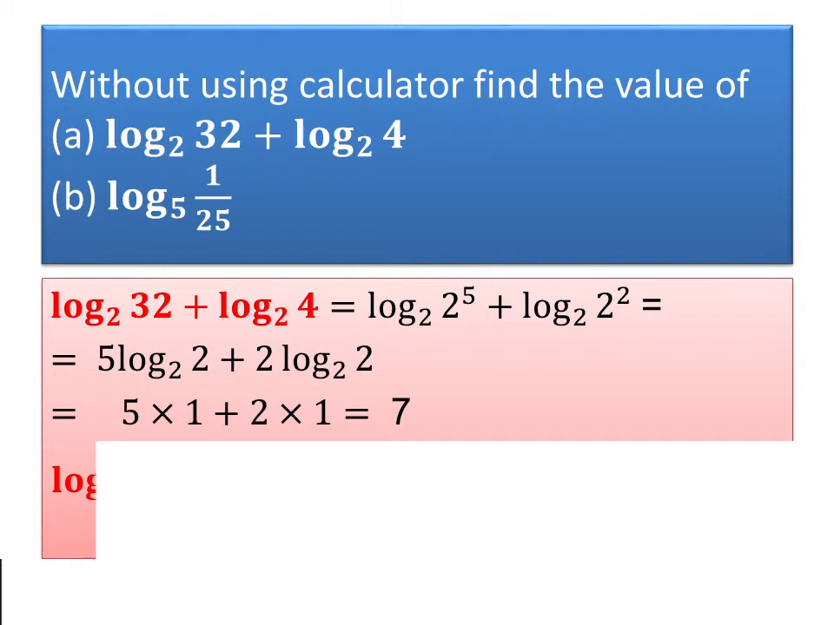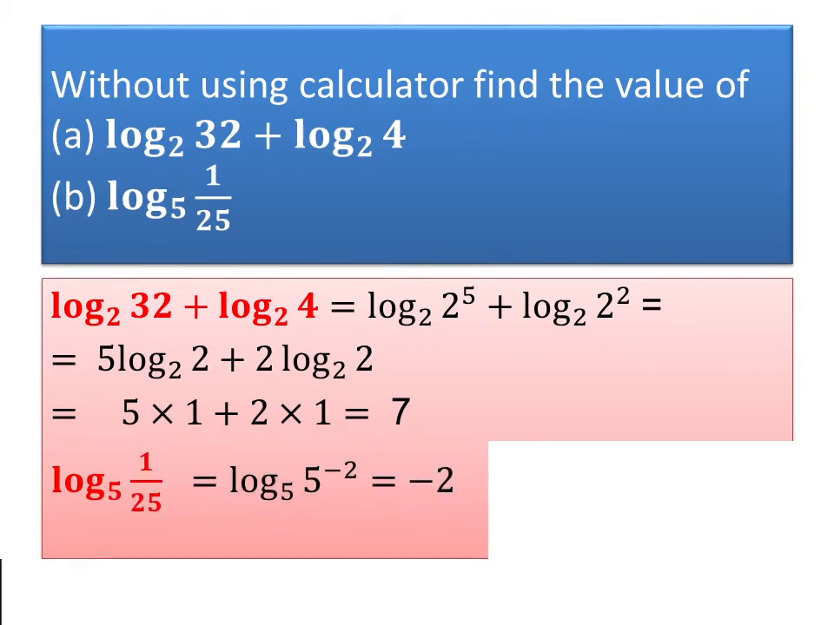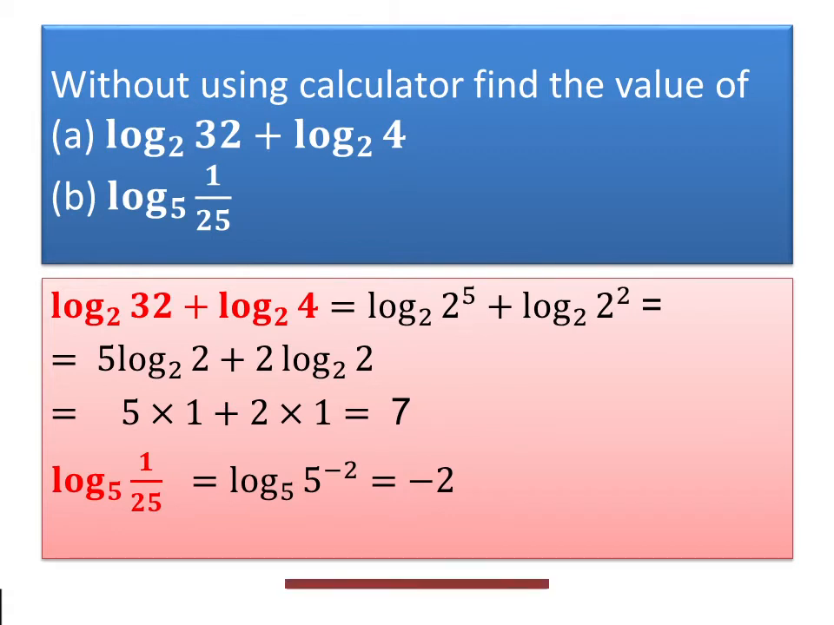For part B, we're asked to find the value of log 1 over 25 to the base 5. 25 is 5 squared and it is in the denominator, so we replace it by 5 power minus 2. So we are now calculating log 5 power minus 2 to the base 5.